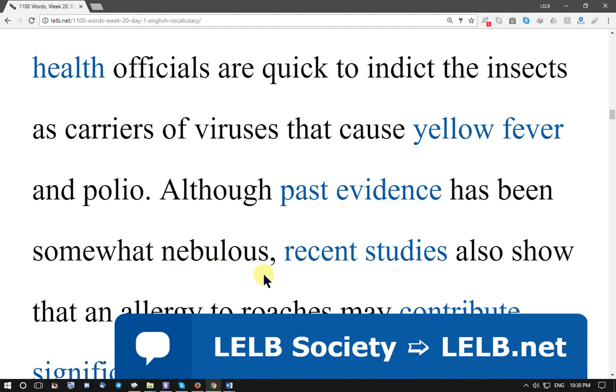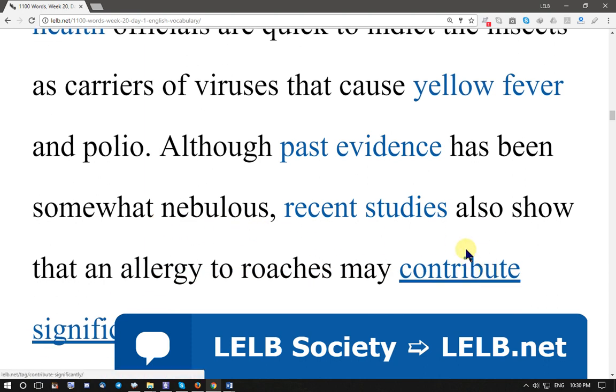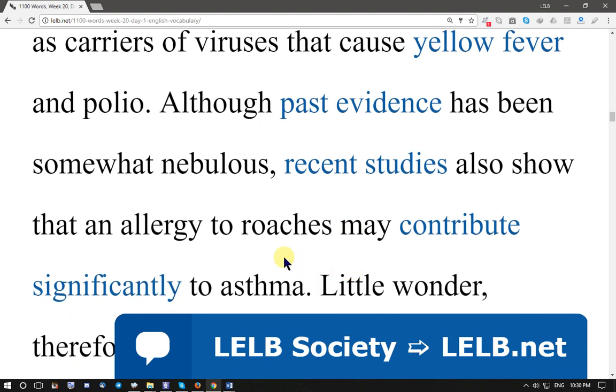Recent studies also show that an allergy to roaches or cockroaches may contribute significantly to asthma. Asthma, American pronunciation; asthma, British pronunciation. So there is a contrast here. That's why although has been used.